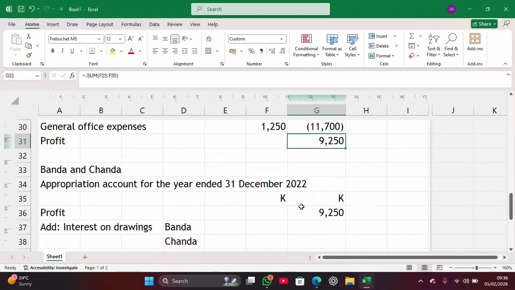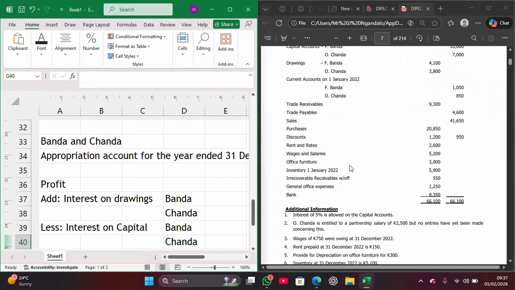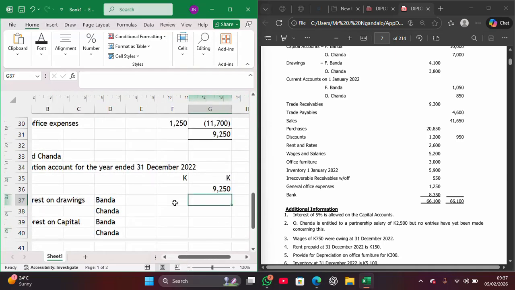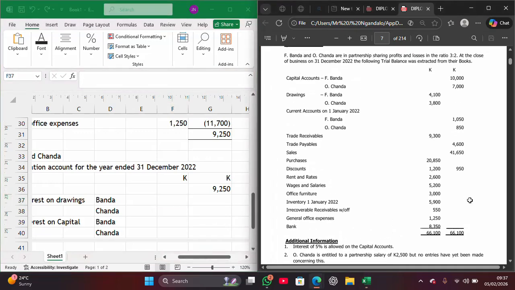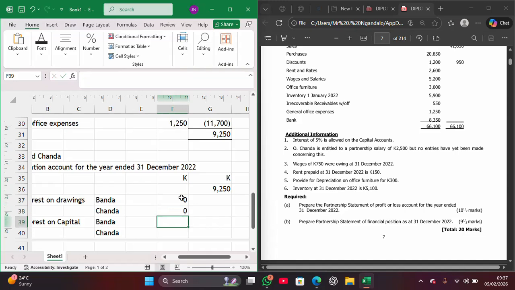So let's begin to populate. For the sake of time, let's begin to see what is happening. Interest. We don't have any interest on drawings. The capitals are given, drawings are given in the question, and current account balances are given. Apparently, I don't know if we are lucky, there was no interest on drawings. So we're going to put 0, 0. Because we are teaching, we need to show you everything, all right?